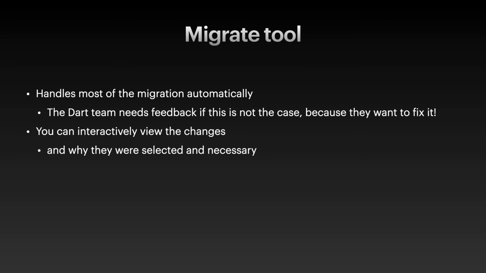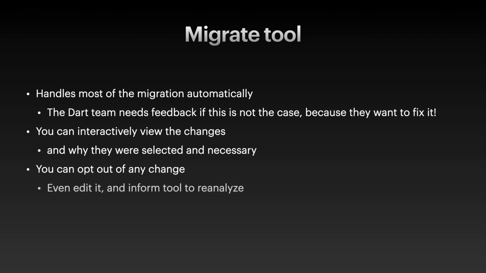Now, you may disagree with some of them. For example, you may realize that the reason this variable is nullable is because you forgot to initialize it with a useful value at the beginning of the variable's cycle, in which case you can ignore what it's suggesting. Go in with your IDE, opt out of the change, and then fix it yourself, and then inform the migration tool. Leave it running in a corner somewhere, and tell the migration tool to reanalyze. Push a button and it restarts its process again.